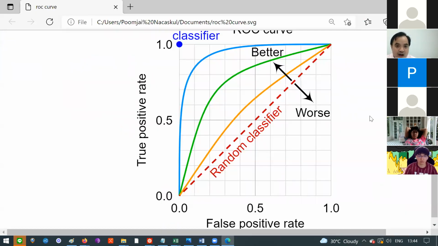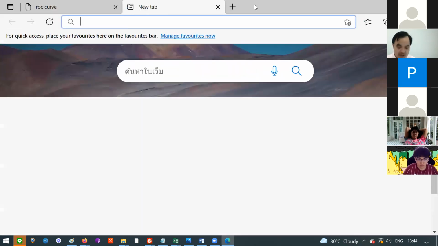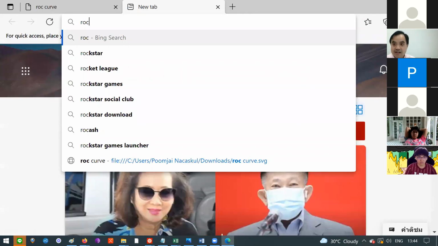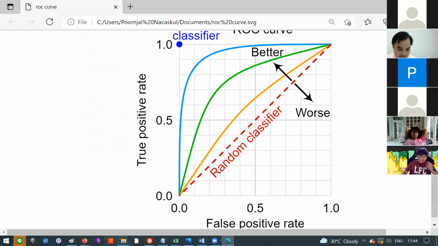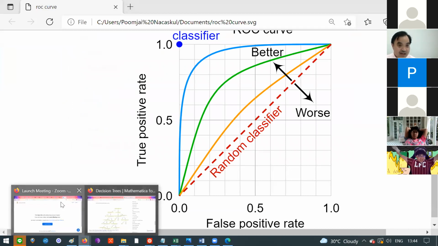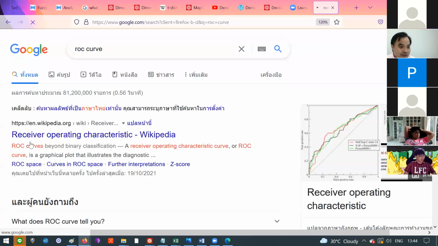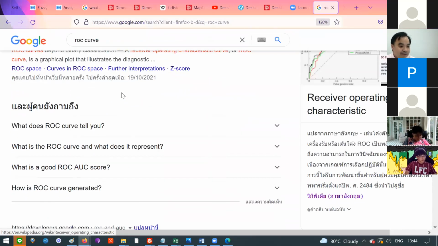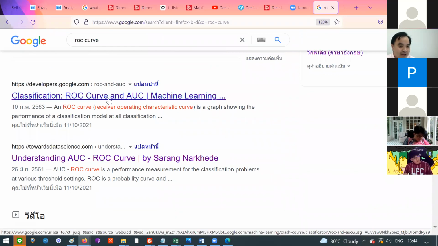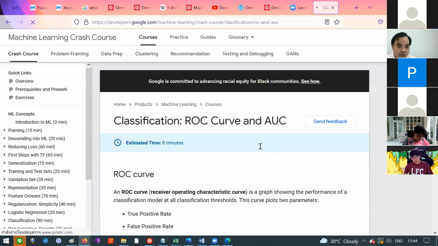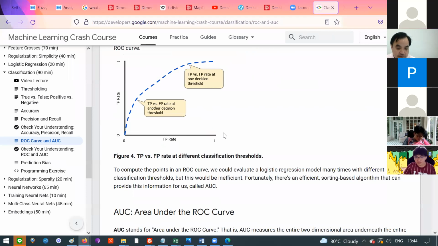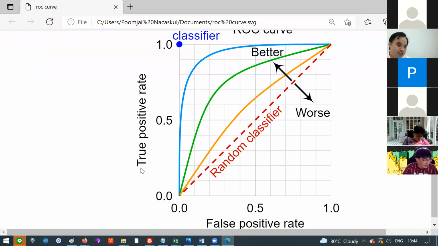This one is called the ROC curve. ROC stands for receiver operating characteristic, which is kind of an engineering term. So what it does is plot the true positive rate against the false positive rate. Now let's look over here.